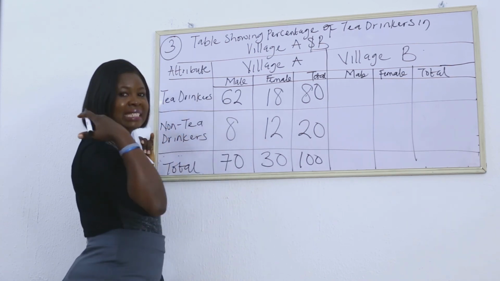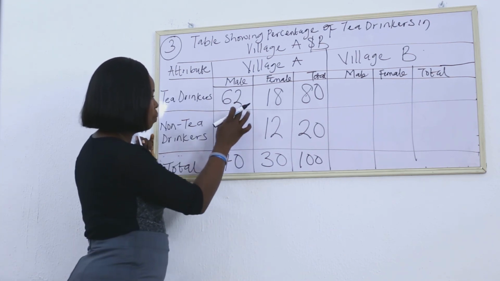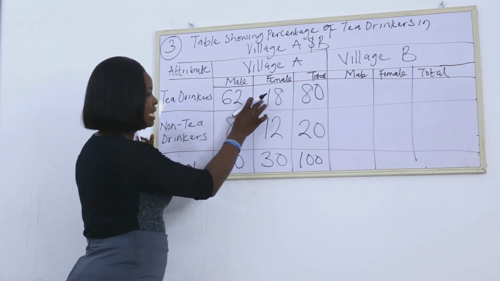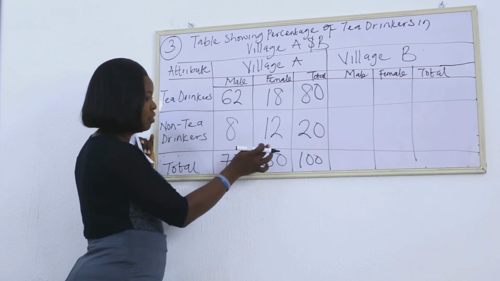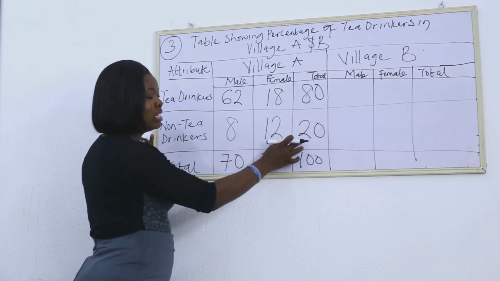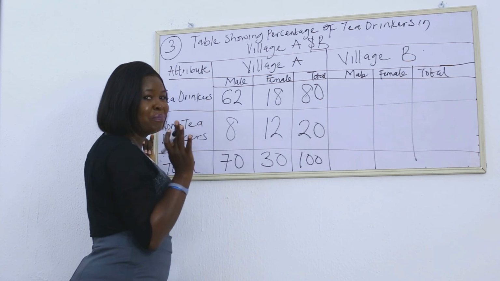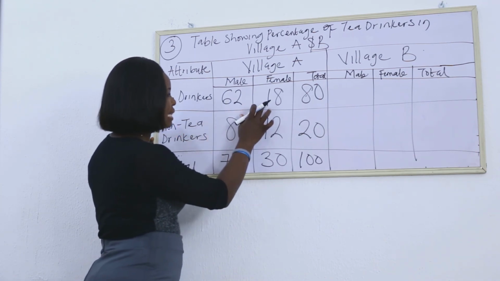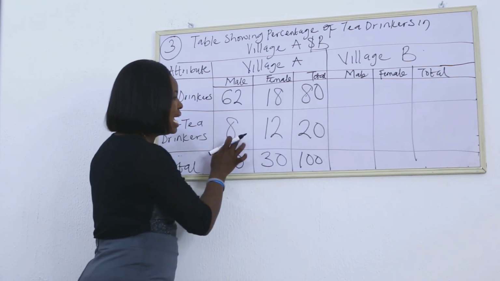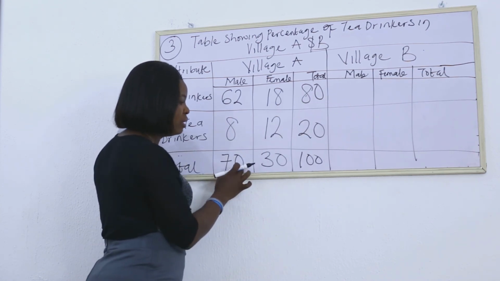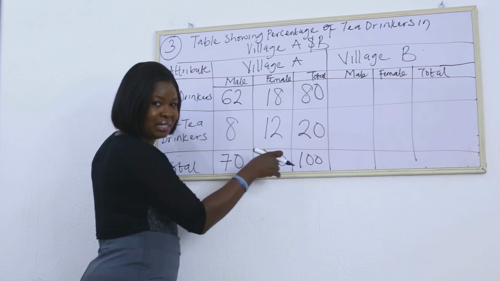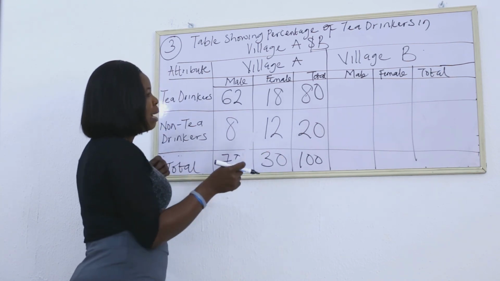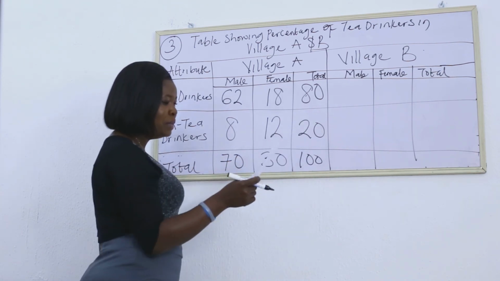Adding everything together, let's see if it matches. 62 plus 8 gives us 70. 18 plus 20 plus 12 gives us 30. 80 plus 20 gives us 100. If it doesn't match, it means it is not correct. Then let's look at this. 62 plus 18 is what? 80. 8 plus 12 is 20. 70 plus 30 is 100. That means I'm right.